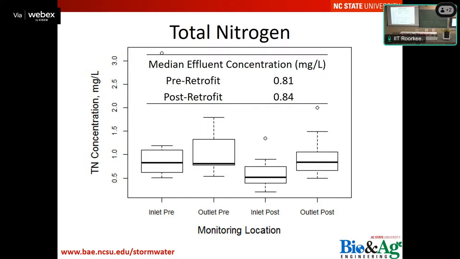So there could be dilution. Okay. Do you remember what the pollutant removal mechanism was to get rid of nitrogen? Denitrification. And how quickly does denitrification happen? Does it happen in seconds? Nope, you're right. Does it happen in minutes? Nope. Does it happen in hours?